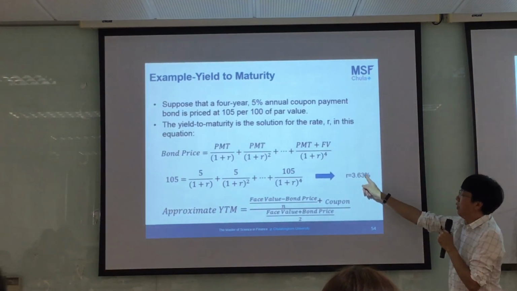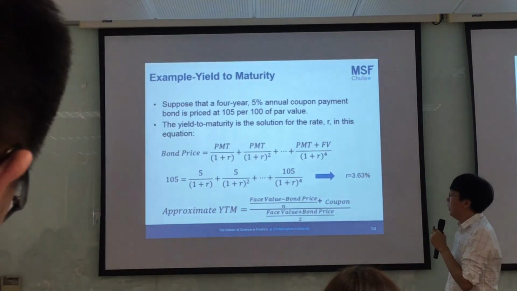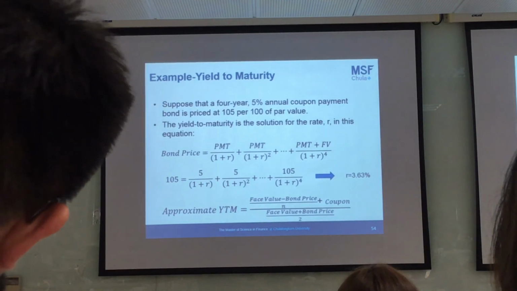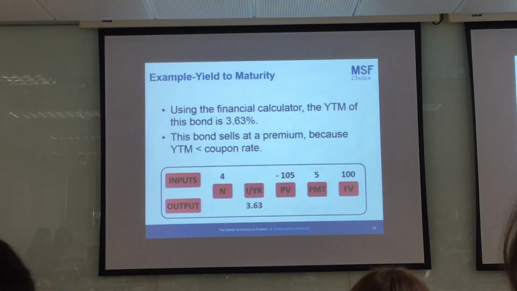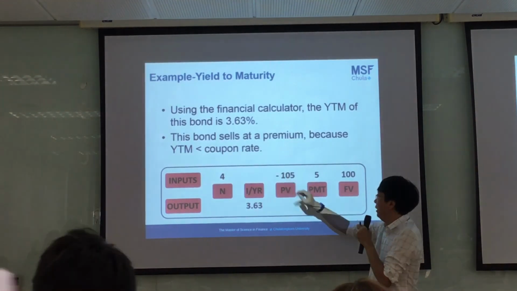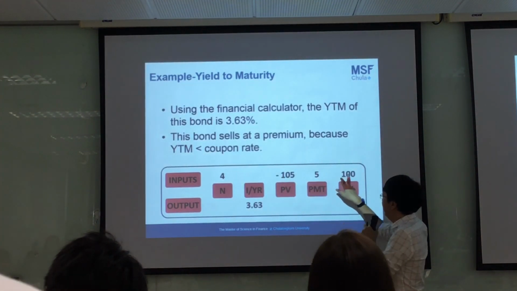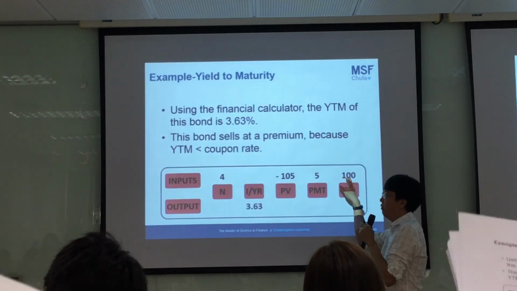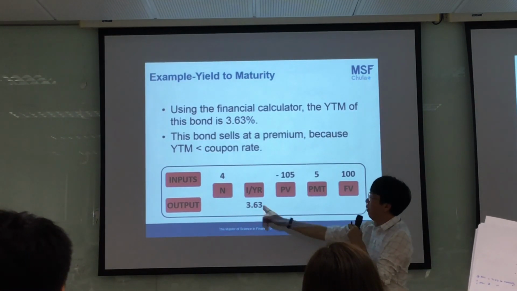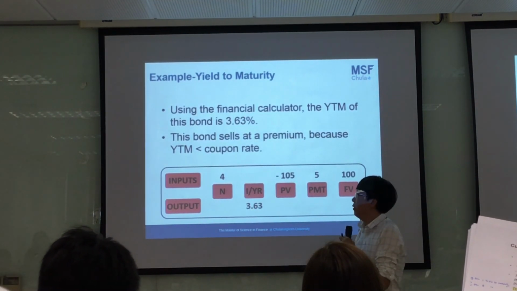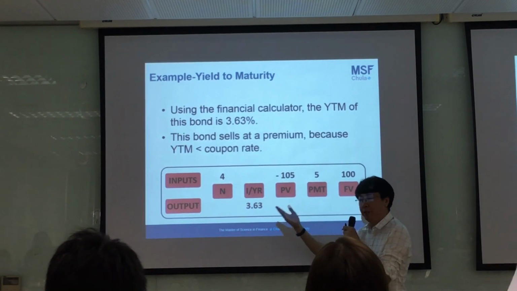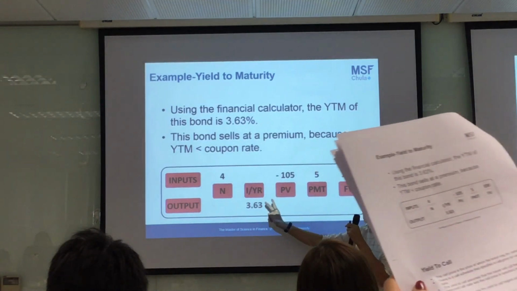Here is the result from the financial calculator, 3.63%. You can use the financial calculator by just putting in the known variables: the bond price 105 as negative, 5 as a positive cash inflow, 100 as a positive cash inflow, and the number of periods, and then solve for I, which is the yield to maturity. This is already per year because this bond pays every year. So this is a 3.63% per year yield to maturity.